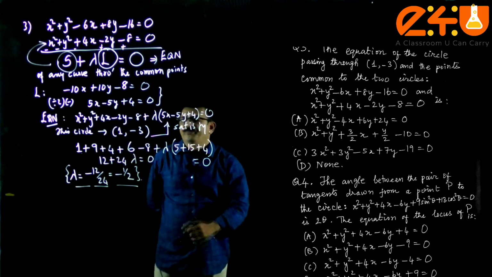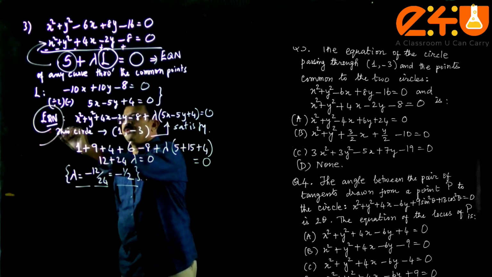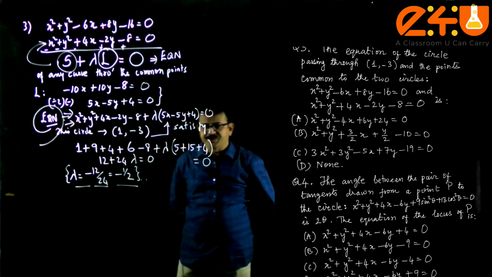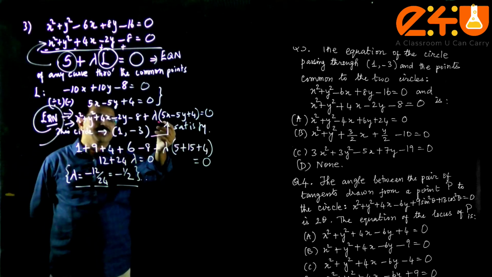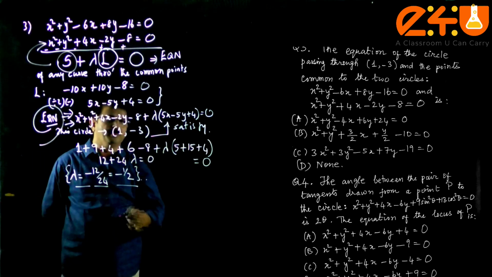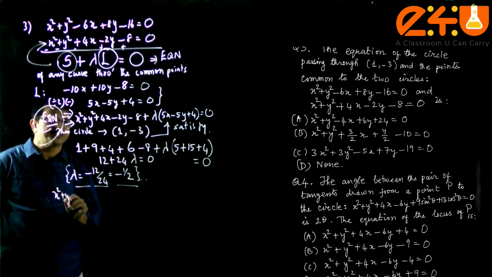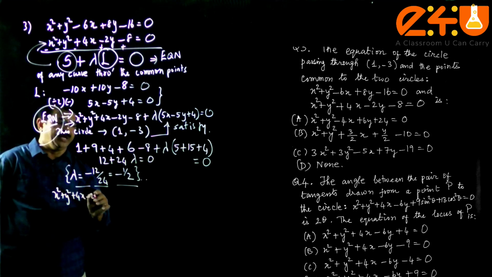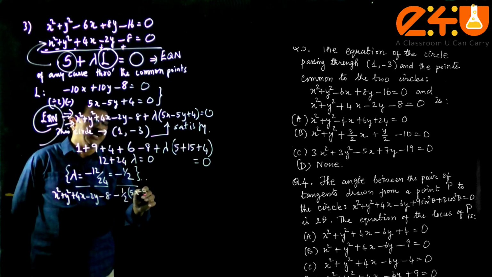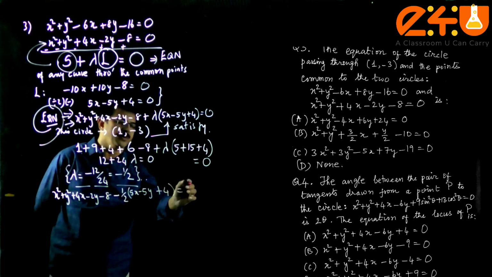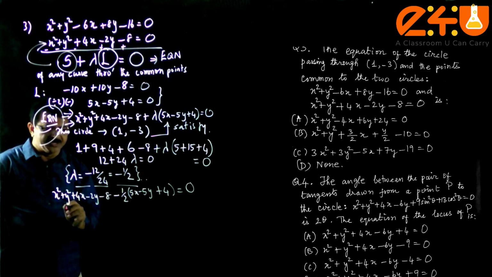So that's already almost the answer. You have to plug in the values in the equation that you have, x square plus y squared plus 4x minus 2y minus 8 plus lambda times. For lambda you are going to substitute minus 1 by 2. So let us do it. You get x square plus y squared plus 4x minus 2y minus 8 minus half of 5x minus 5y plus 4 equal 0.